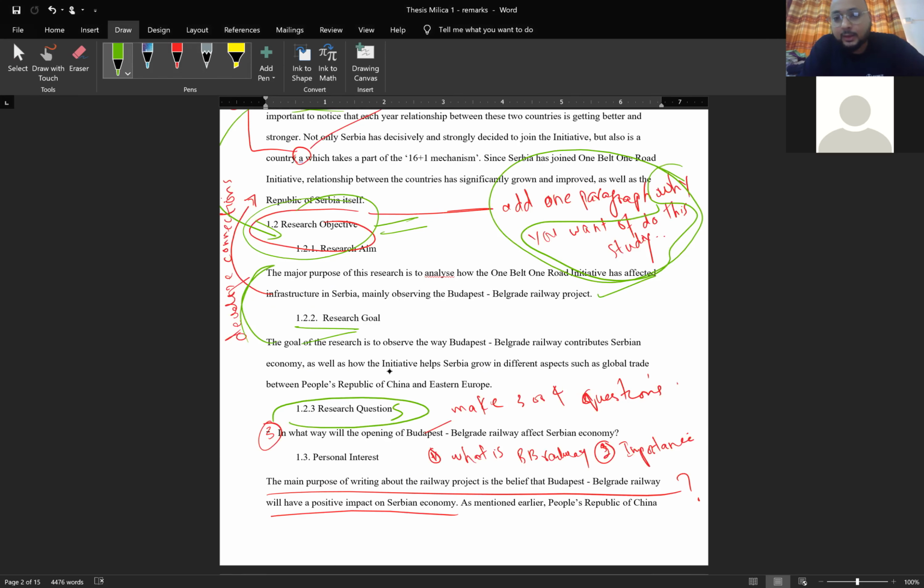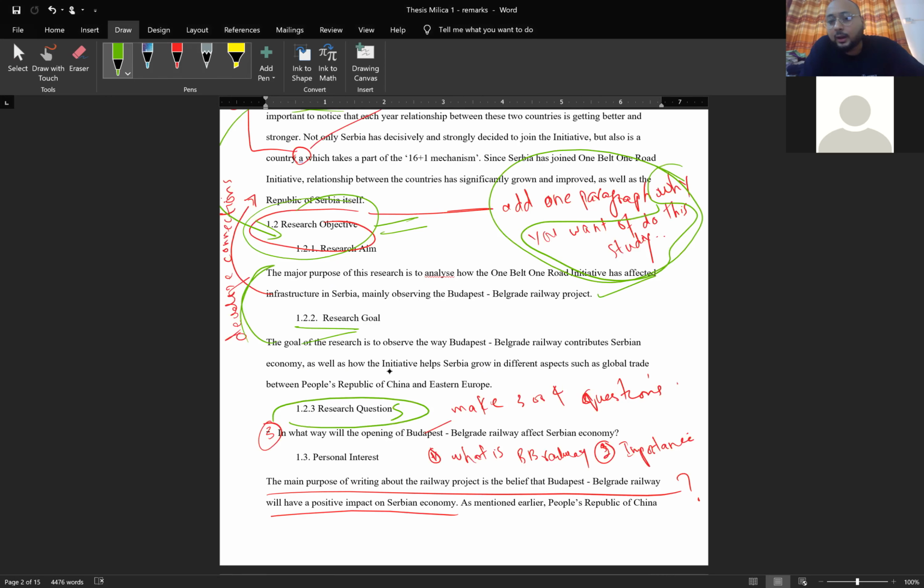Your main objective is that you want to find out the effect of One Belt, One Road on Serbia. And the goal is that you will be analyzing it through supply chain or whatsoever, you write down over there. But the research question is about which kind of readers will read your thesis and extract information. For example, those who are interested in finding out the importance of the railway can consult your thesis. So you can ask, what is the importance of the Budapest Belgrade railway in the economy?